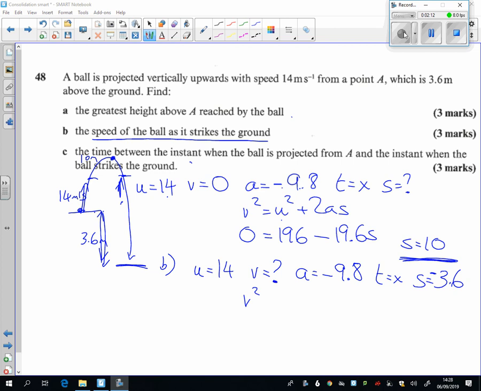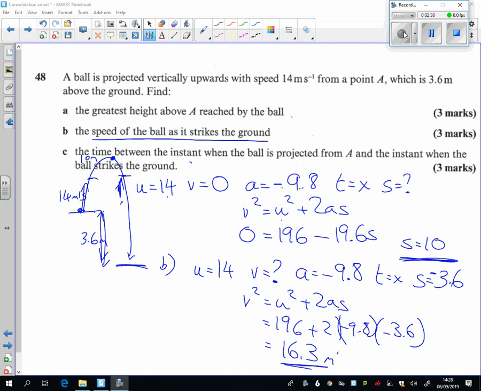It's another v squared equals u squared plus 2as. So we've got 196 plus 2 lots of minus 9.8 and minus 3.6. So tapping all of that in, that's going to give us 16.3. 16.3 meters per second.